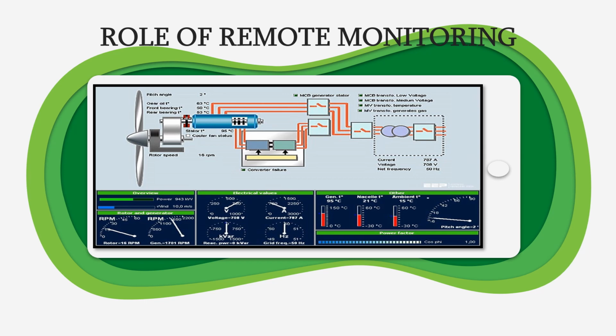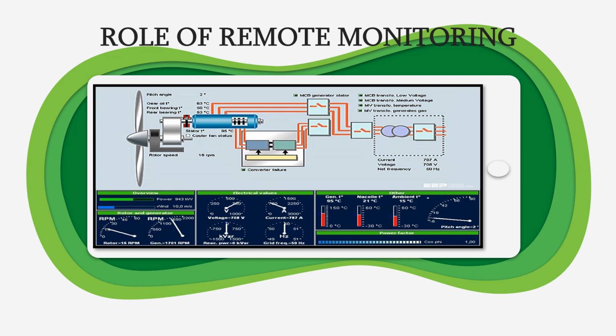Role of remote monitoring. Remote monitoring and predictive maintenance are crucial components of modern wind turbine management systems, and they play a significant role in optimizing wind turbine performance. Remote monitoring and predictive maintenance utilize advanced sensors and data analytics to identify potential issues and predict equipment failures before they occur.